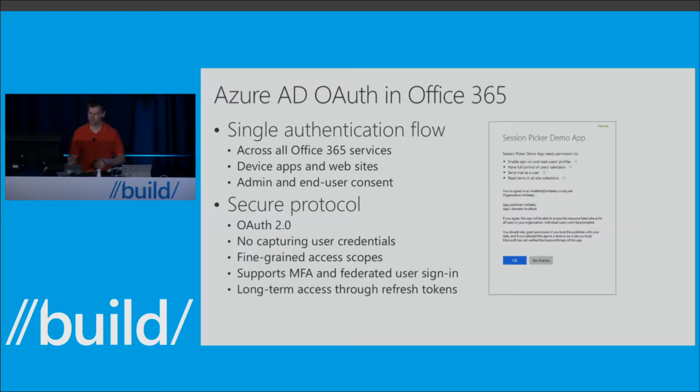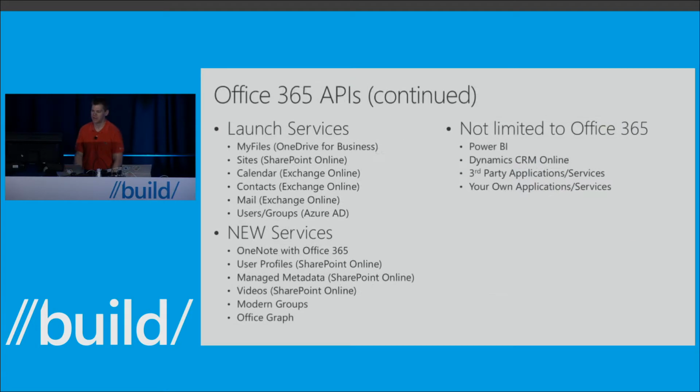So as we explore the authentication components of this and the APIs, we have a pretty comprehensive list of APIs that you can connect into. So this first list, these are what we call the launch services. These are the services that we originally made available when we introduced the concept of the Office 365 APIs, which was about a year ago. And so we have things like My Files, which is OneDrive for Business. We can go to Sites, Calendar, Contacts. We can work with Mail. We can work with users and groups that are in Active Directory.